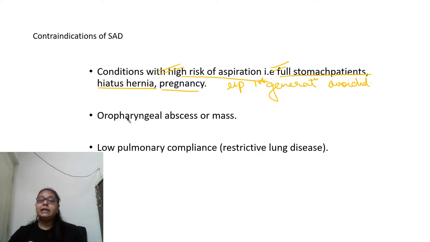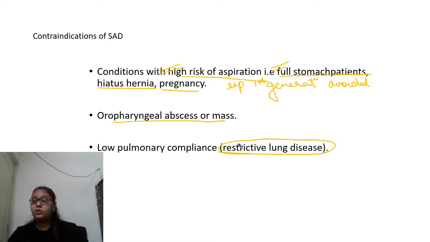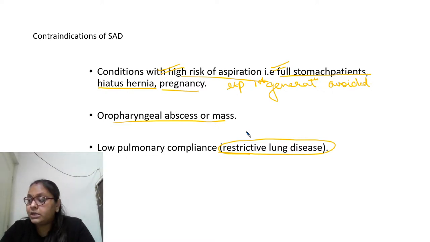Okay. Second is if there is any oropharyngeal mass or abscess, we cannot insert these devices then. And in cases of the restrictive lung diseases in which there is low pulmonary compliance, in those cases these are contraindicated. Is it clear? So these are the contraindications of the supraglottic airway devices. Any doubts in this?